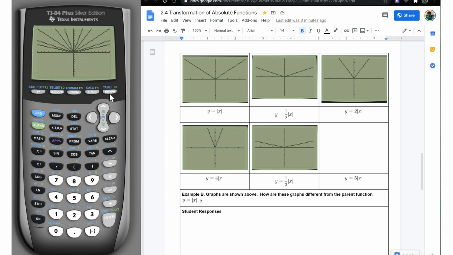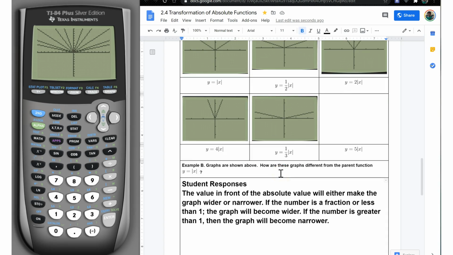So you want to go ahead and write down, explain what is happening to the parent function as we have that number in front of the absolute value. How does it affect it? So go ahead and write your thoughts down. I have written my conclusion.